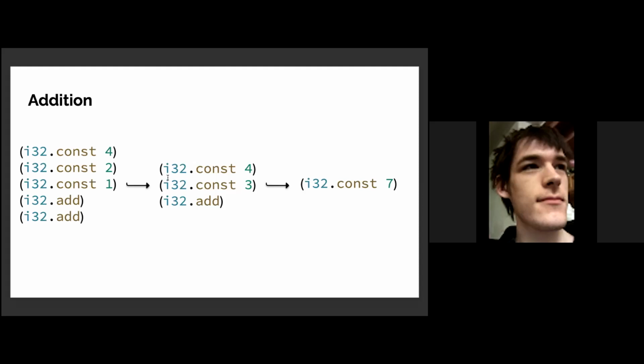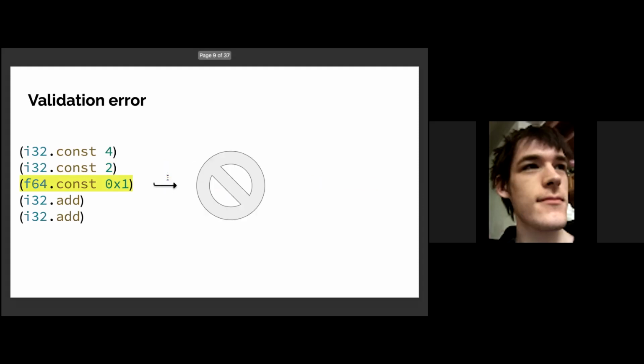In the first step of reduction, we see these two const instructions are popped from the stack as the first add executes, with the result 3 being pushed back onto the stack. Just to point out, if the program fragment were to attempt to push a float onto the stack, which would then be popped by an integer add, this is a validation error, and the program would not be allowed to execute.